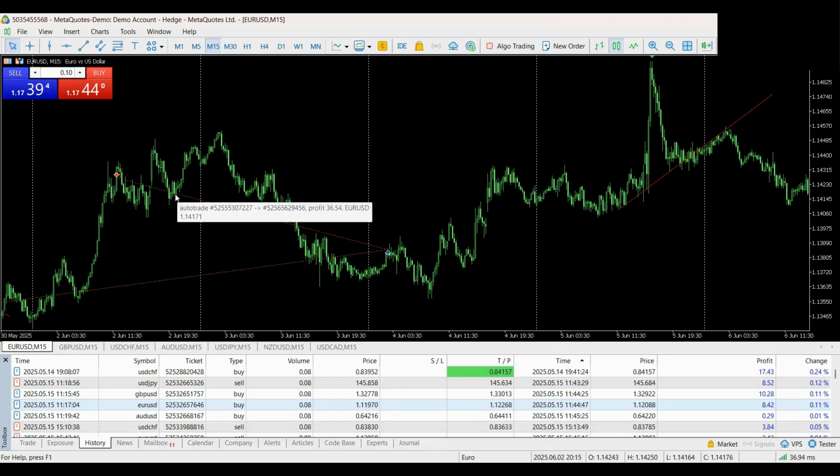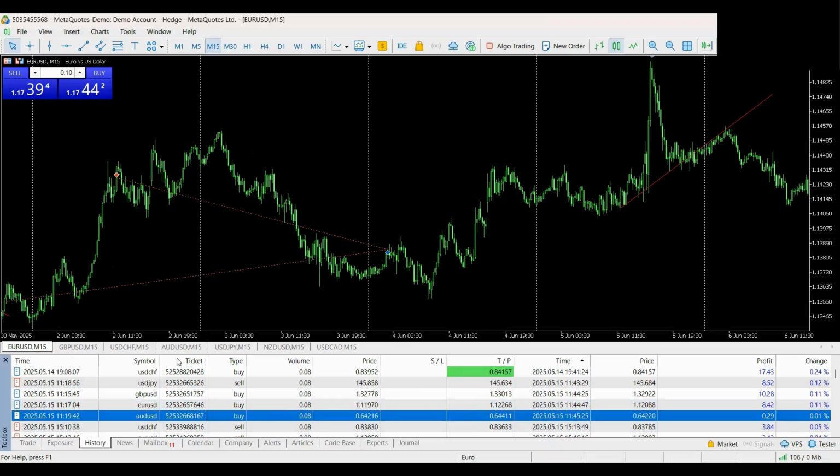The only disadvantage with dollar cost averaging is you are never sure. One trade can blow your account if it doesn't reverse. It's just like how we blew our account in the last trade. And let's go to AUD USD.